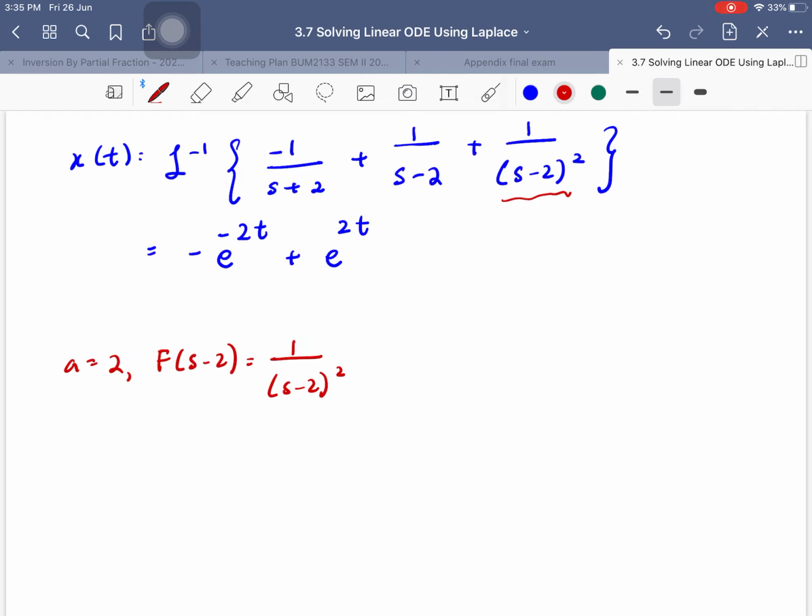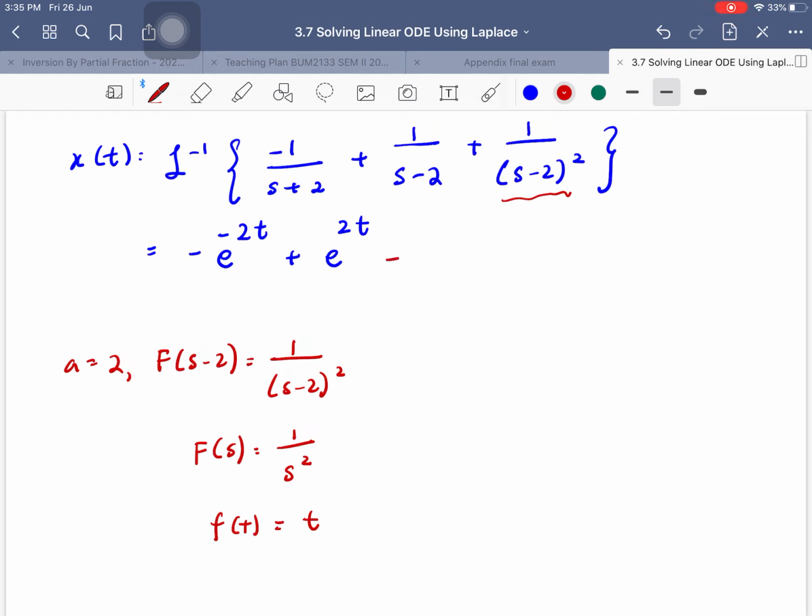So please make sure that you show the calculation in the final exam. In maths, nothing comes down from the sky, so you have to show your calculation in order to get the marks. So when you convert this, you will get 1 over s squared, and your function f of t is going to equal t.